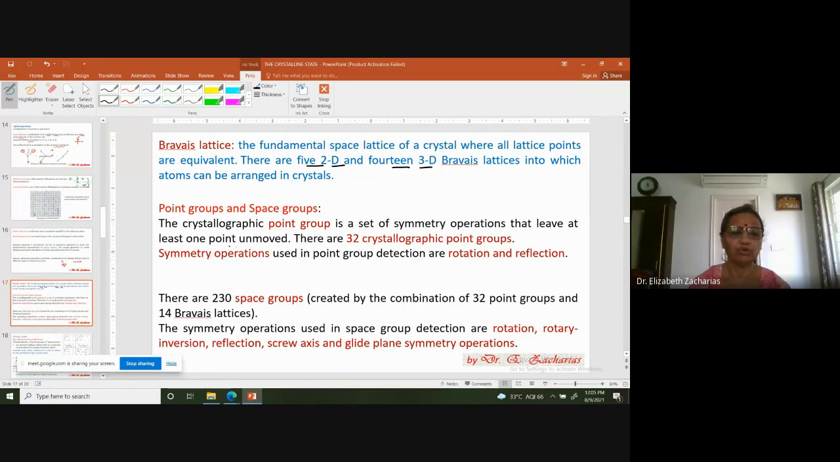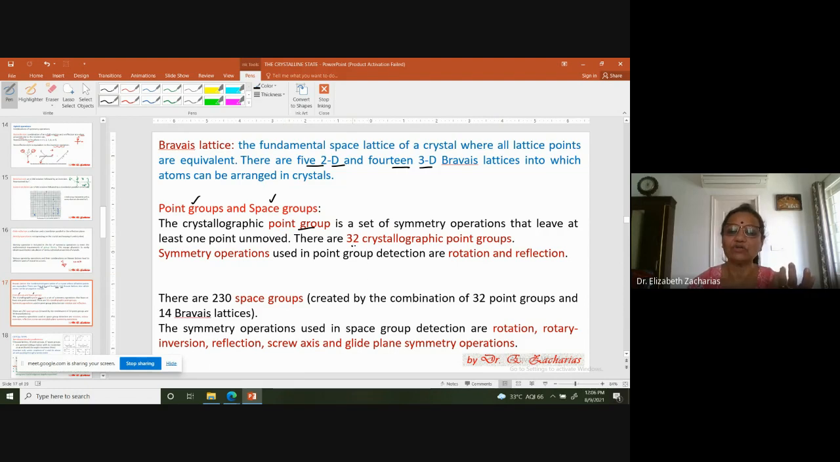Then I'm going to introduce two terms: point groups and space groups. What are they? Let us see. A crystallographic point group is a set of symmetry operations that leaves at least one point of the Bravais lattice unmoved. I have a Bravais lattice. At least one lattice point of that Bravais lattice should not have moved after your operation. Then you say that a collection of such operations is called a point group.